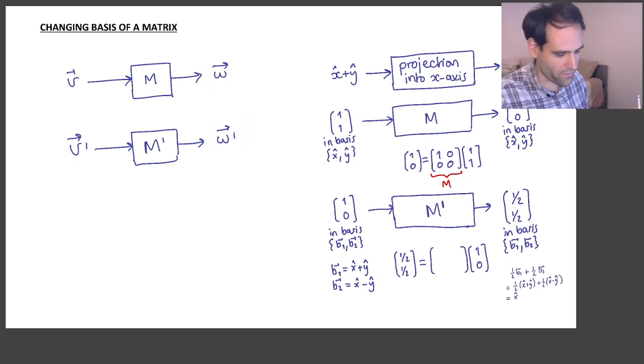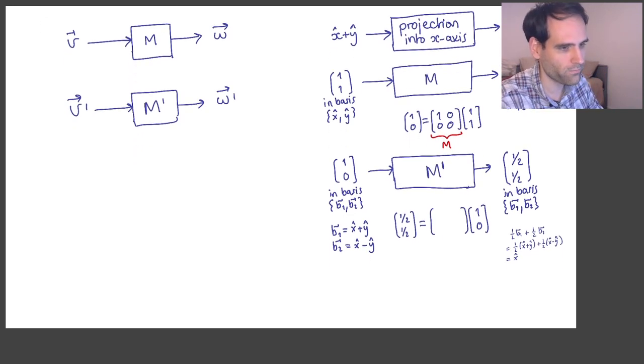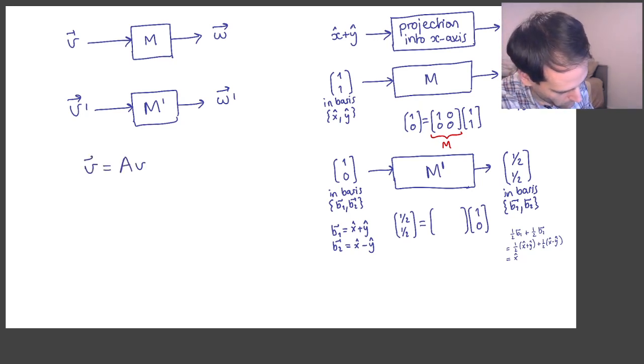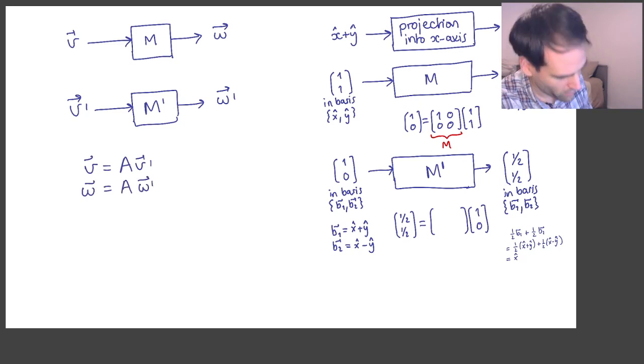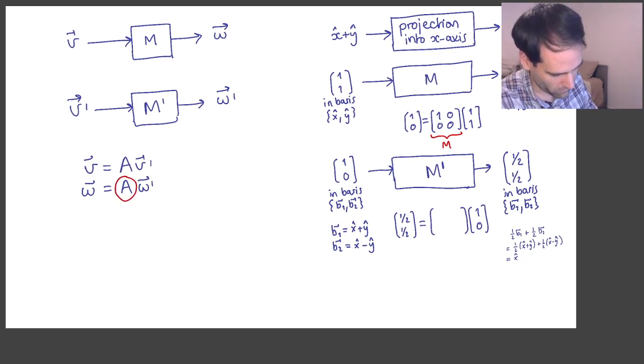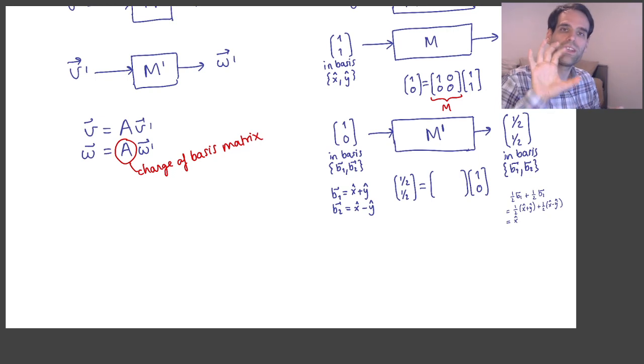Okay, and therefore we know that we can use a change of basis matrix to write the relation between v and v prime, right? So if you recall from the previous video, we know that v is equal to A times v prime and that w is equal to A times w prime, where A is the change of basis matrix. So let me write it down. Okay, and so that is what we know.